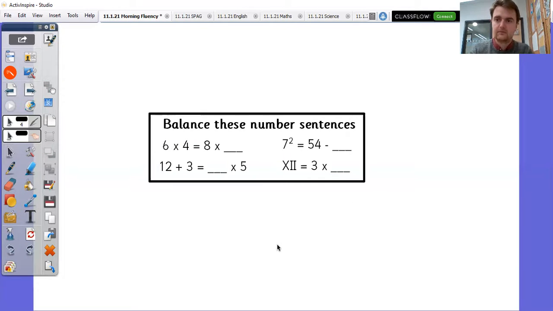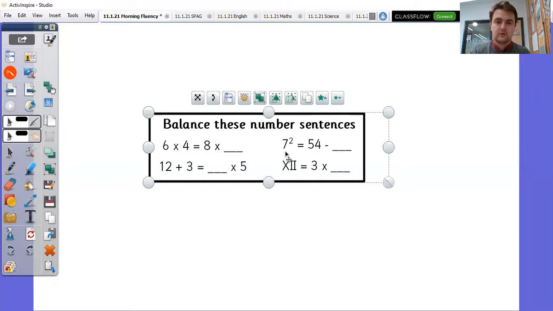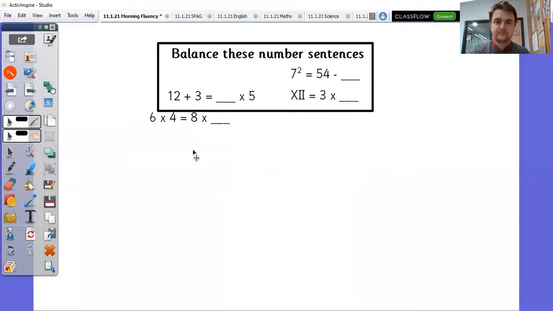Now for our challenge in the middle, balance these number sentences. Now, sometimes we can think that equals means the answer is, but equals actually means is the same as. So if we've got a number sentence like this, where we've got 2 sums on either side, we need to make sure that both sides are balanced and that they are equal. So I'll move this up and we'll focus on one at a time.